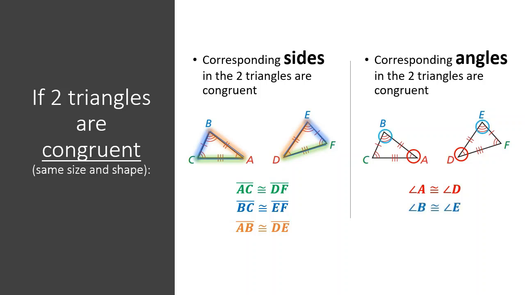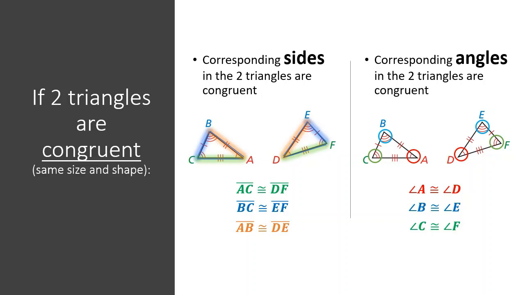When we look at the others, B and E have the same markings, so those are going to be congruent to each other, and C and F will be congruent to each other as well because those have two arc symbols there. So we know that all of the parts are congruent, and the corresponding parts are congruent.